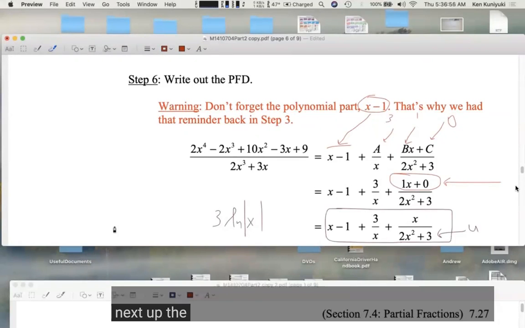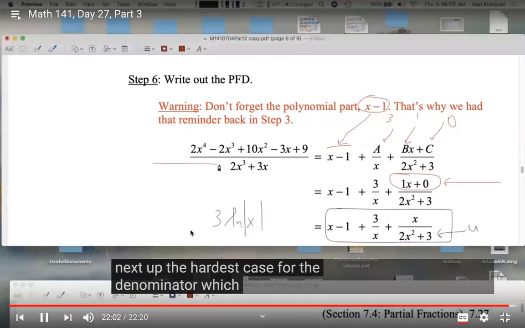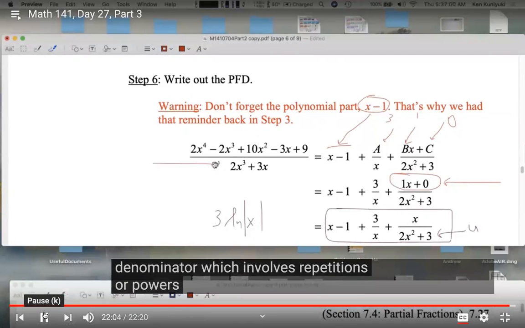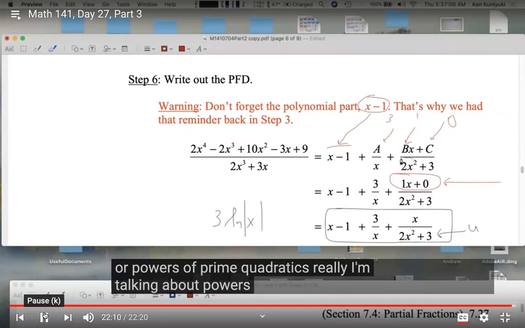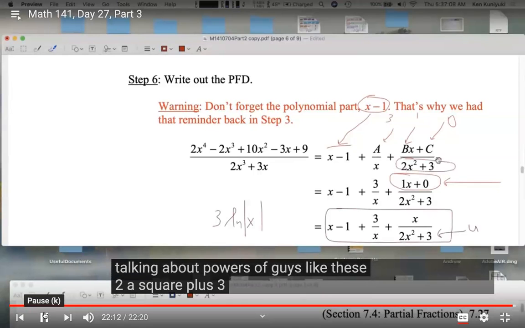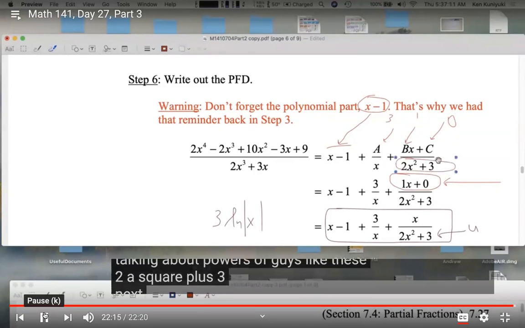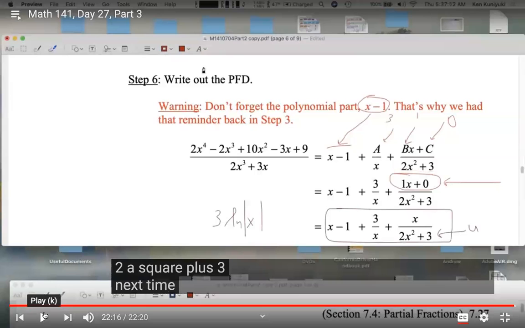Next up, the hardest case for the denominator, which involves repetitions or powers of prime quadratics. Really, I'm talking about powers of guys like these, 2x squared plus 3. Next time. All right. Any questions thus far? So we'll do one more video, then we'll take a well-deserved break. Okay, that last example.